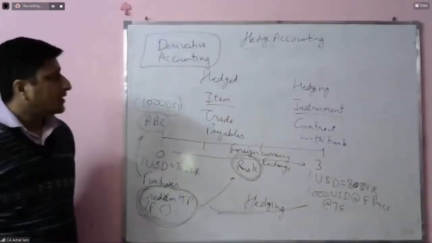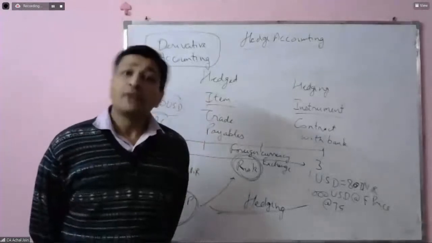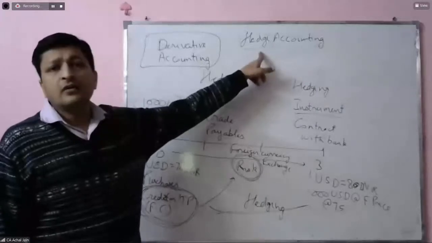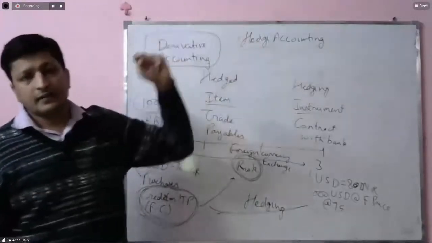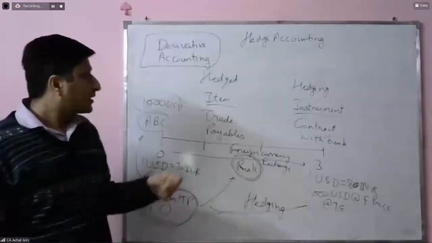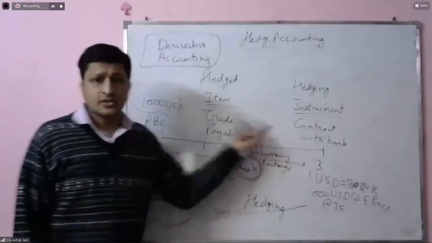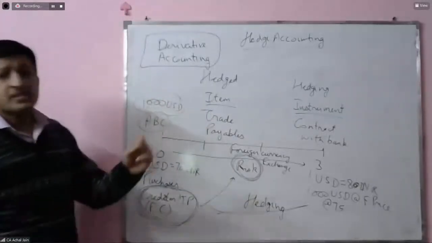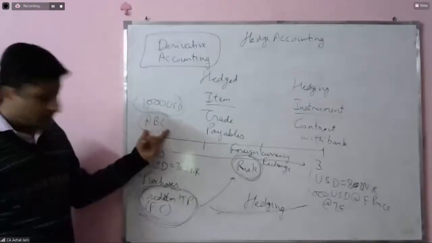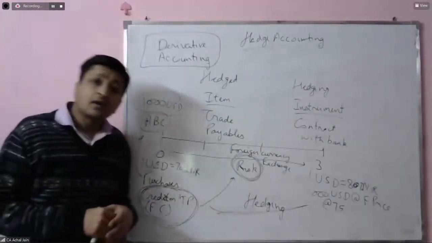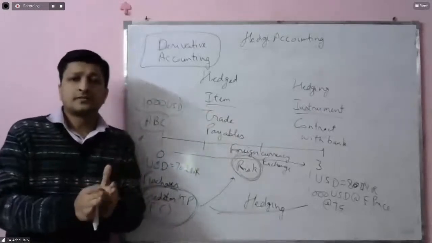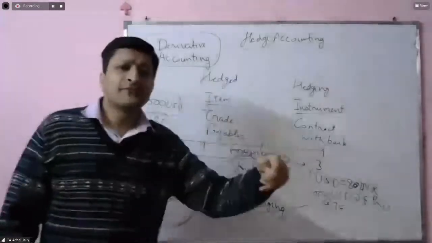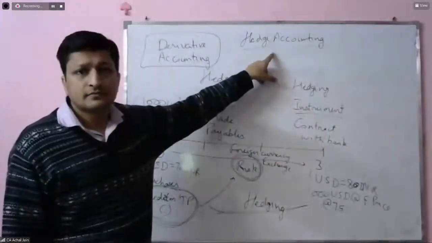Other than derivative accounting, there is also an option of doing a different type of accounting, and that different type of accounting is called hedge accounting. This means that for this type of transaction wherein hedging is involved, a company will have a choice either to do derivative accounting or to do a different accounting which is called hedge accounting.